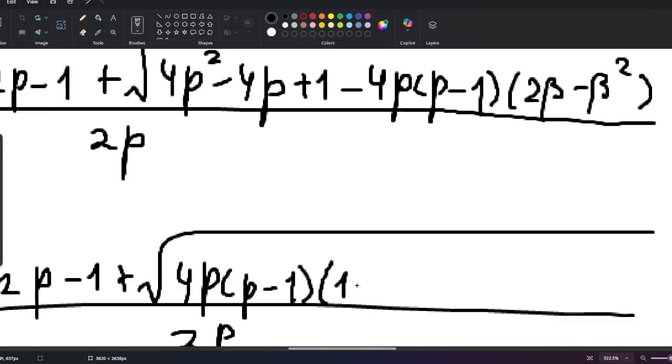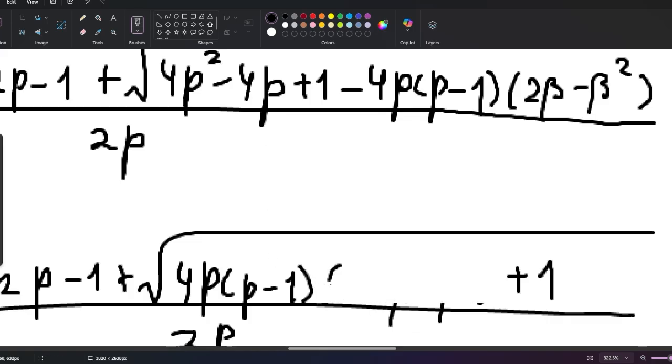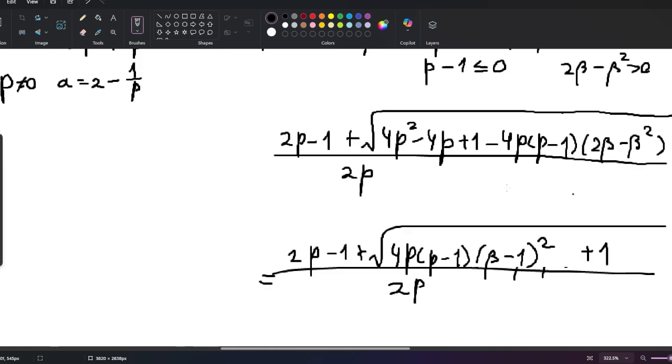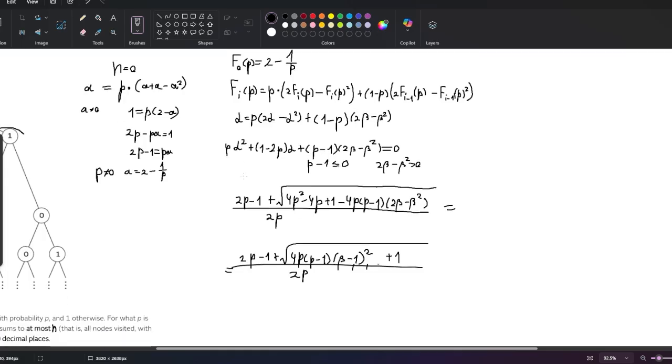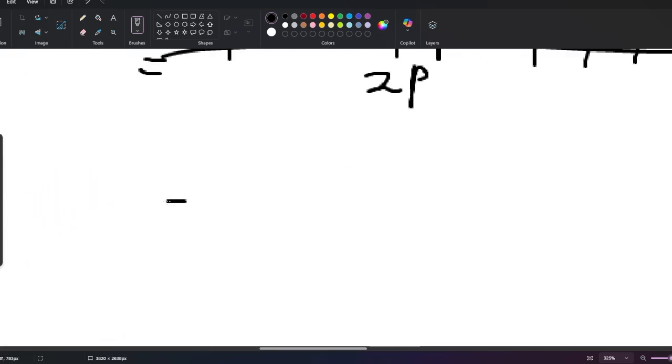Next we have 1 minus 2 beta plus beta squared plus 1. Now you can replace this with (beta minus 1) squared. Alright, and now we can write it down nicely.